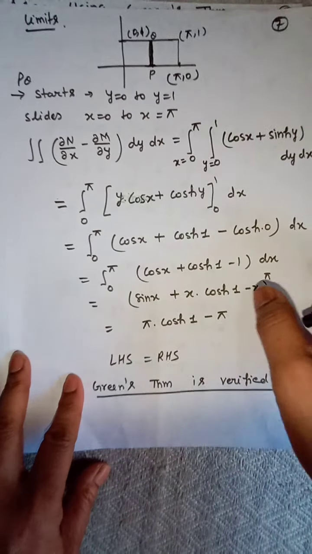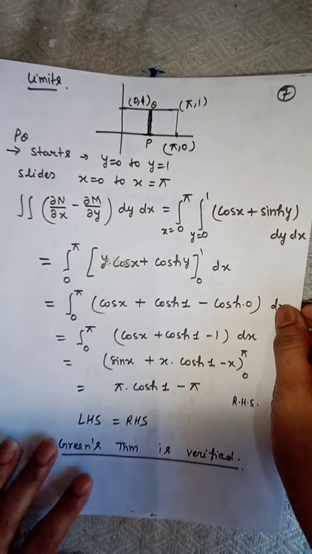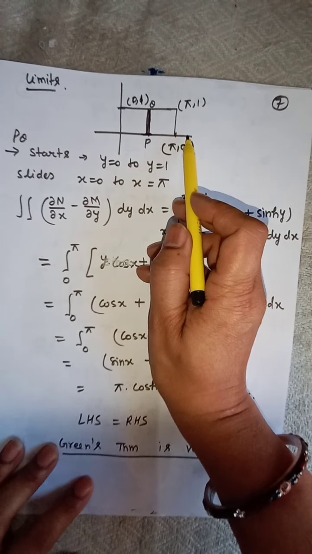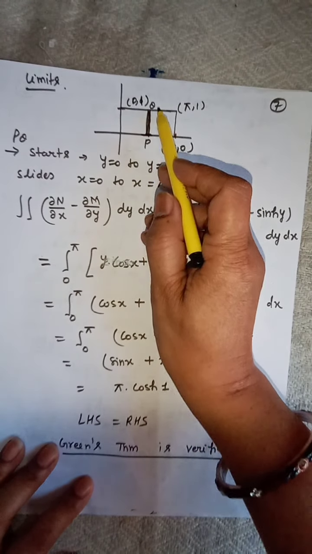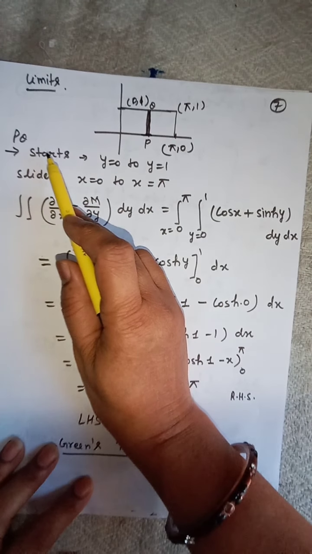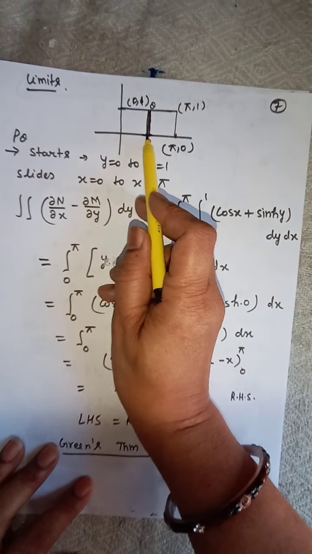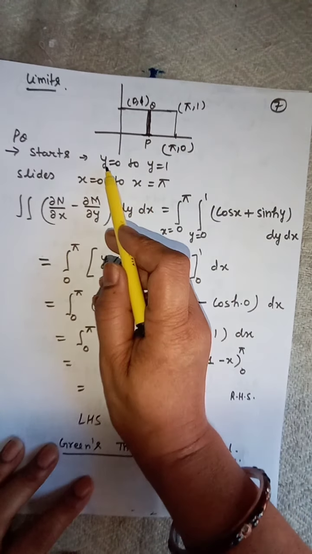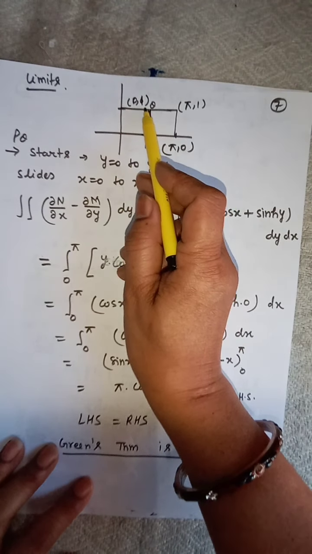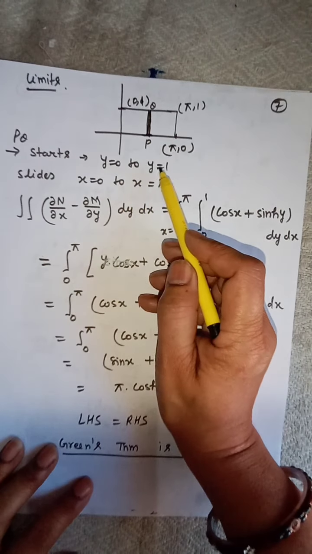Now come to the limit. Since in the right hand side we have to find the limits using the region. So this is our region. This is our rectangle. And to find the limit, we take a vertical strip PQ. Now the vertical strip PQ starts from where? This is the line y equal to 0. So it starts from y equal to 0. Up to where does it go? It goes up to y equal to 1. So y equal to 0 to y equal to 1.